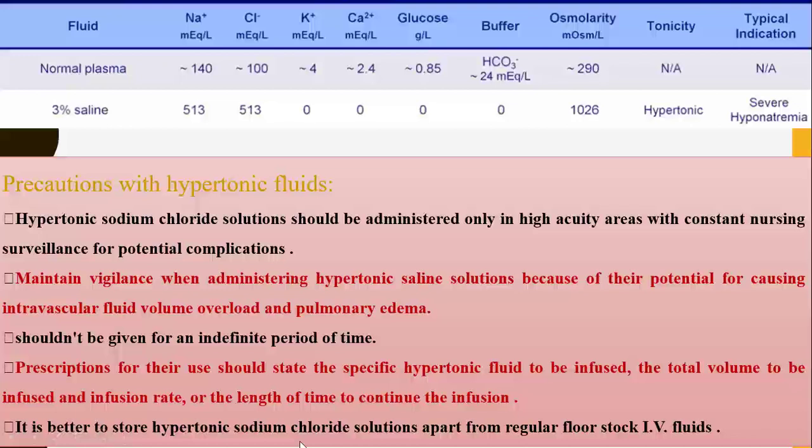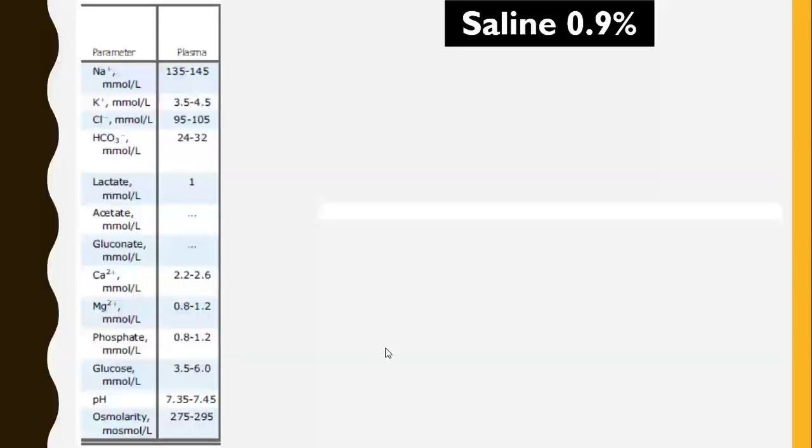It's better to store the hypertonic sodium chloride apart from the regular floor stock IV fluids, and this applies to all the fluids which will act on the cell, because the cell means the brain cell. Any sudden inflation or contraction of the brain cell may harm the patient a lot.